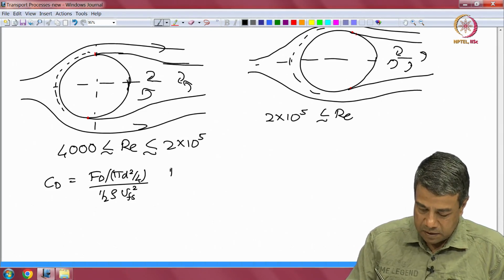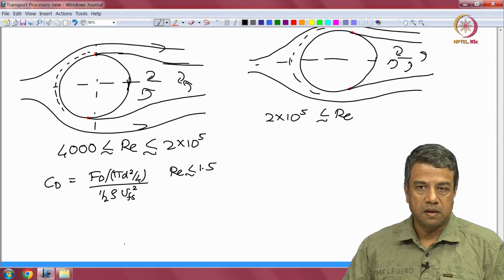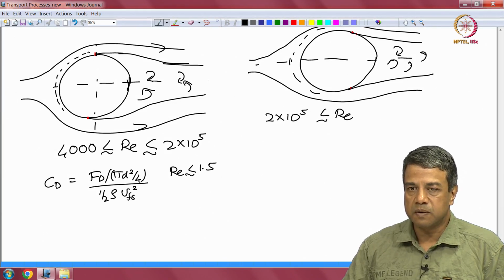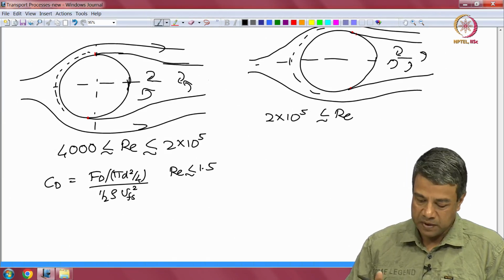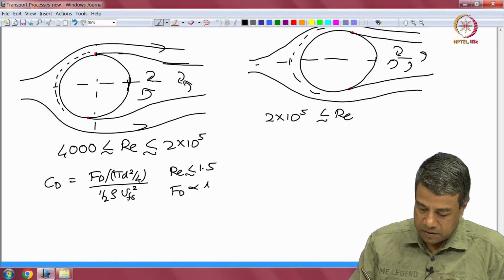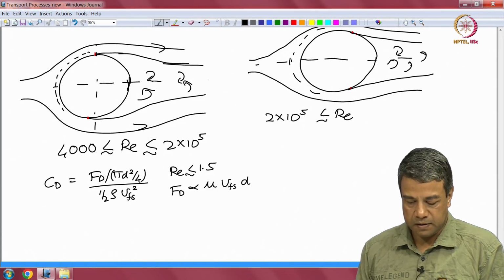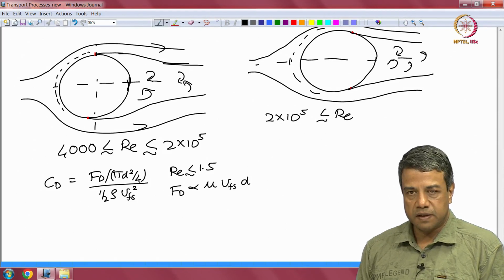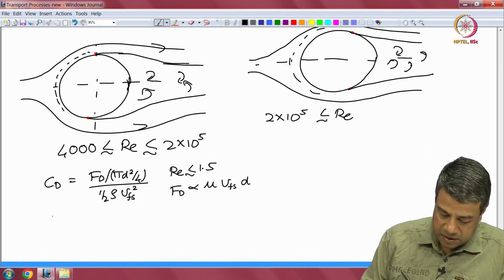First of all, for Re less than about 1.5, flow is laminar. The inertial effects can be neglected compared to the viscous effects, which means that the drag force should depend only upon viscous effects. The density should no longer be a parameter. That means that the drag force, just from dimensional analysis, has to be proportional to the viscosity into the free stream velocity into d. You can easily verify that this has dimensions of force.